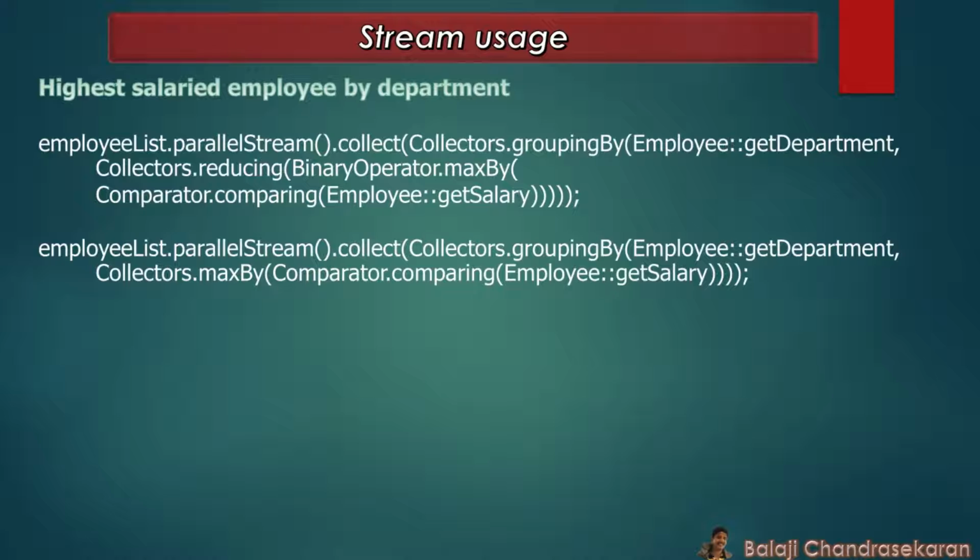In the second approach, the groupingBy collector groups the elements of the stream by a classifier function, Employee::getDepartment, which returns the department of each employee. For each department, it uses the maxBy method of the Collectors utility class to find the maximum salaried employees within that department based on their salaries.